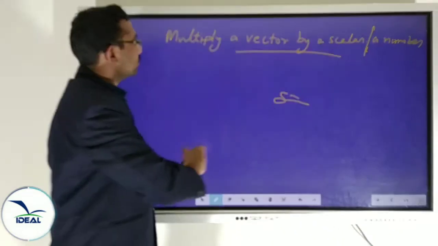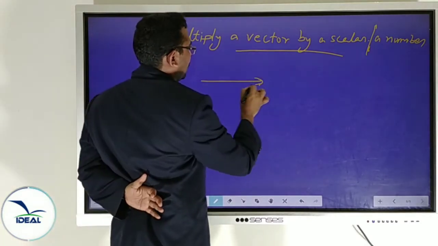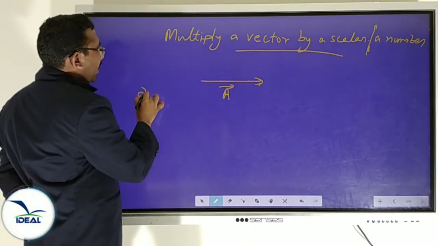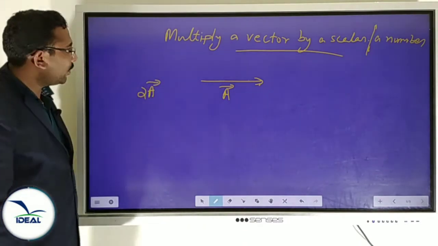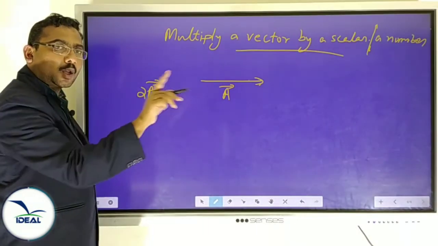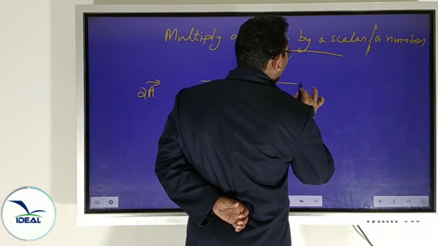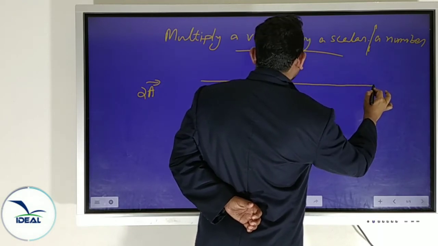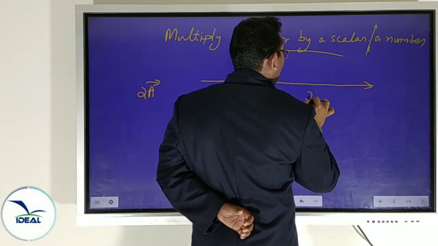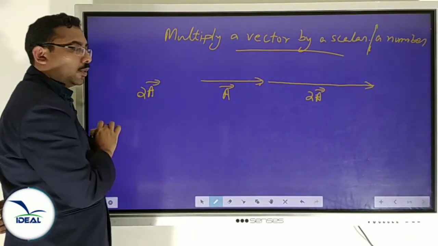Very simple topic: how to multiply a vector by a number. If we have a vector A, we have to find 2A. What is 2A meaning? 2 into vector A. Vector A is multiplied by a number 2. We just draw a straight line double that of A and put the direction. We got vector 2A. The condition is 2 is a positive number.